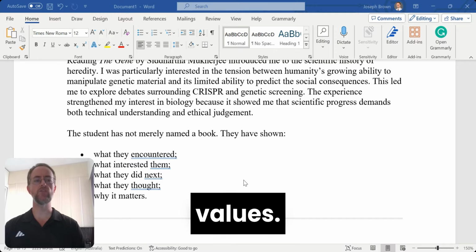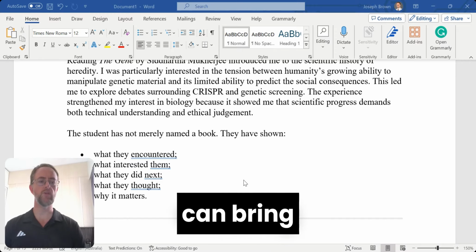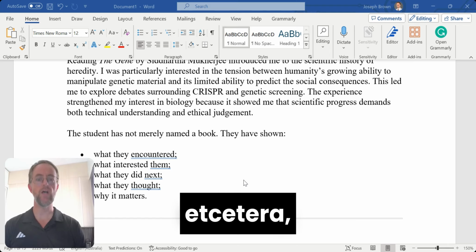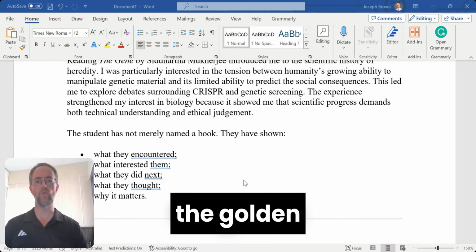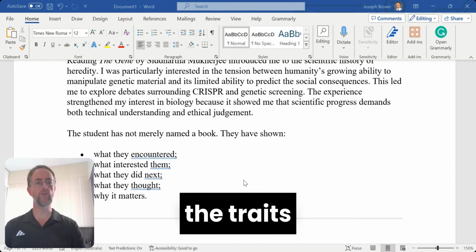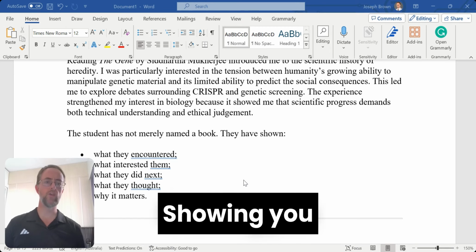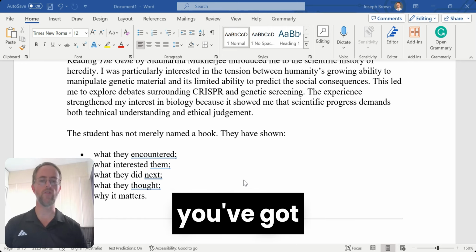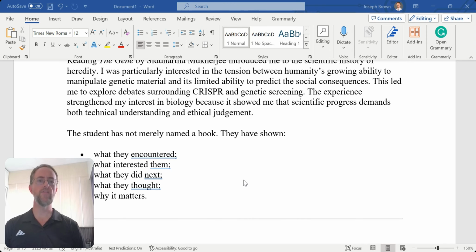It's going to show your values. If you can bring in empathy and you can bring in curiosity, etc., then great. You've hit the golden mark, that you are showing the traits they want to hear about. You're showing you have the quality. You're showing that you've got the values that they want. That's what you want to be doing.